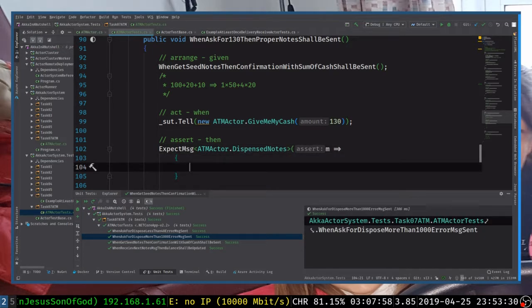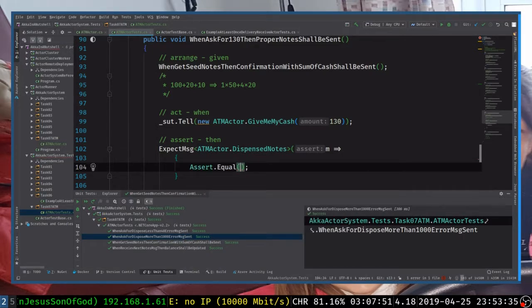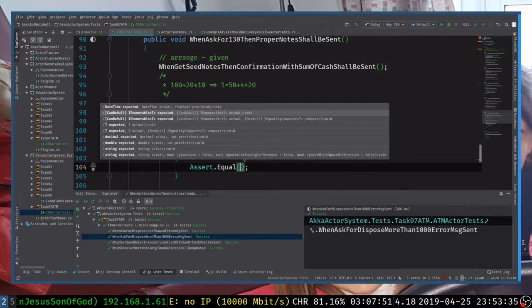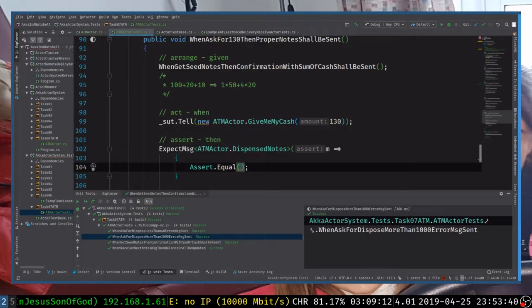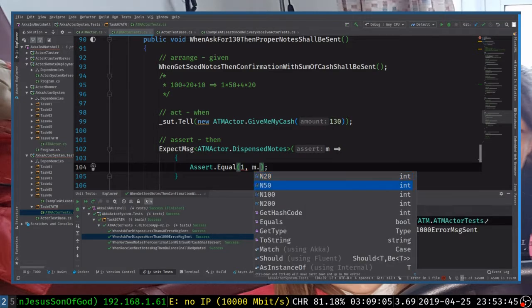So assert equal, so we have expected will be 1 and dot 50.